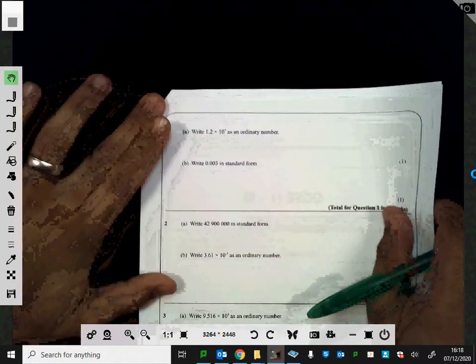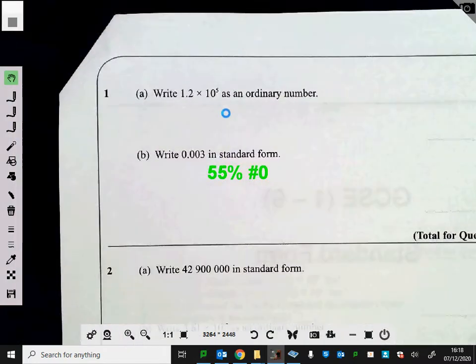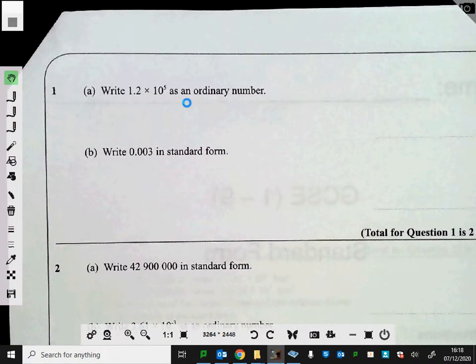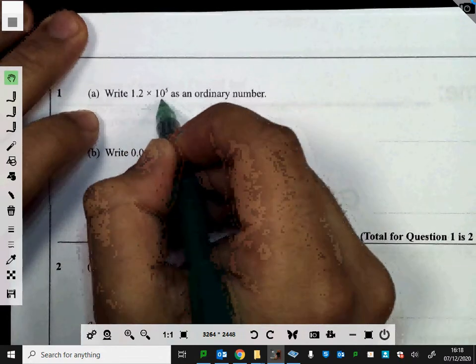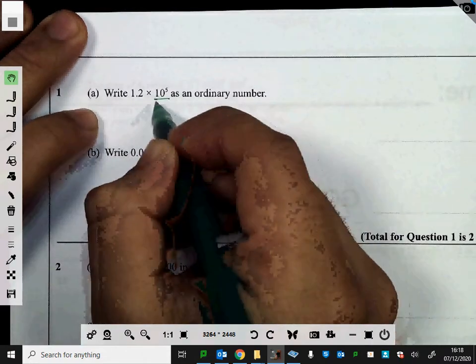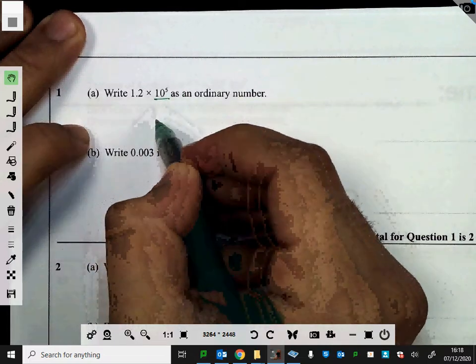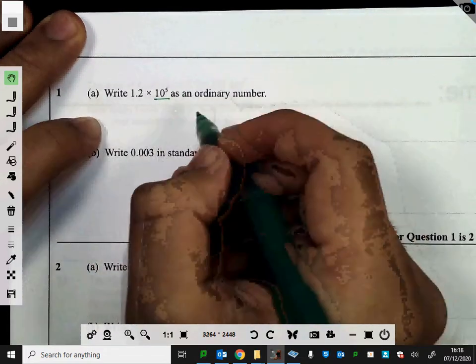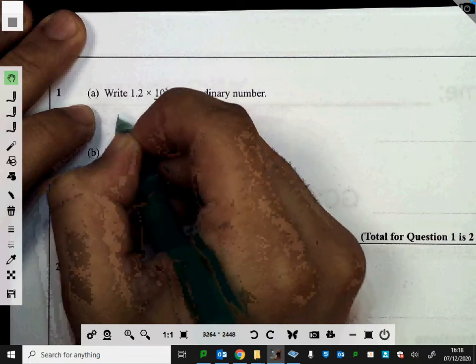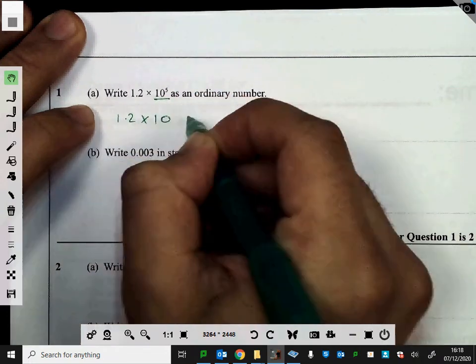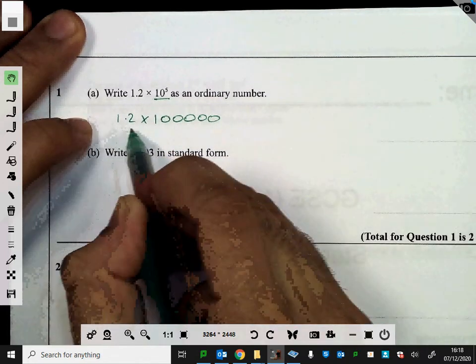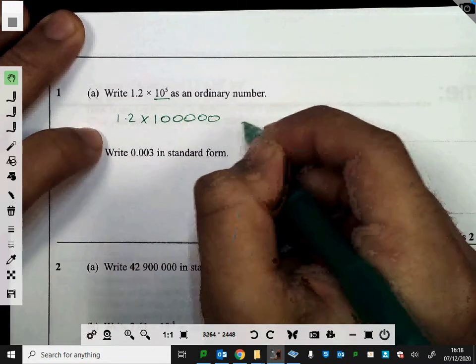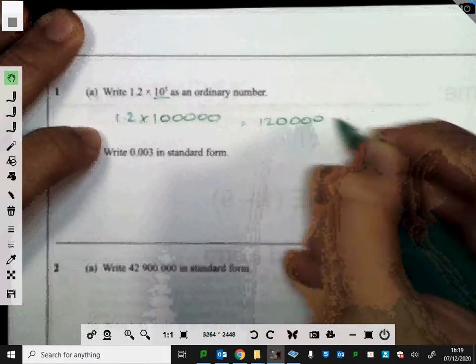Okay. So here is a number already written in standard form, 1.2 times 10 to the power of 5, and they're asking us to write that as an ordinary number. So basically, you just need to remember that 10 to the power of 5 is effectively 10 times 10 times 10 times 10 times 10, or a 1 and 5 zeros. So what I'm doing is timesing it by 100,000. Okay? And 1.2 times 100,000 is 120,000. And that is the answer.